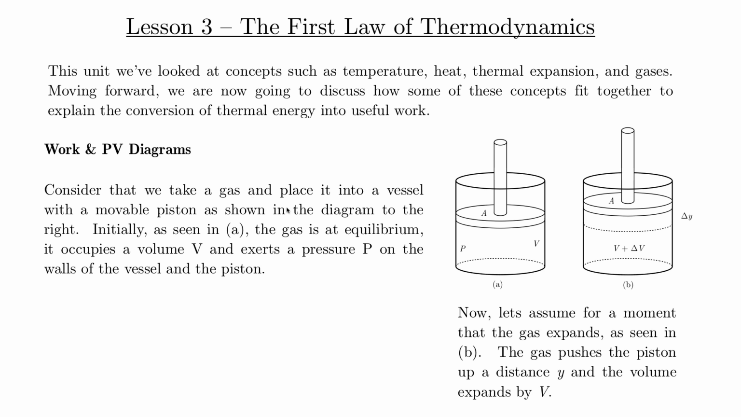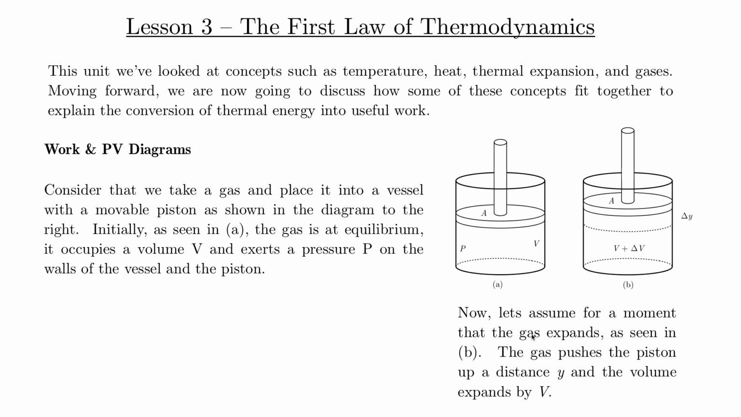We take a gas and we place it into a vessel here. And this system up here is a piston, and this piston can move up and down. As seen initially, here's section A. The gas is in equilibrium. It occupies this volume given by this cylinder. It's got a certain pressure, and it's acting on the walls of this enclosed space. This disk, of course, has a cross-sectional area of A.